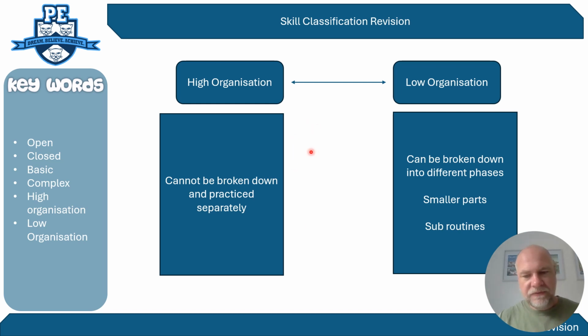But like I said, focus firstly on open and closed skills, because they're the most likely ones to come up. Then you've got the idea of basic and complex skills, the second most likely to come up, and then high and low organisational skills. It would be good practice to think about how practice structures could be organised for each of those different classifications, or how a skill might fit and move across that continuum, not be fully at one end.